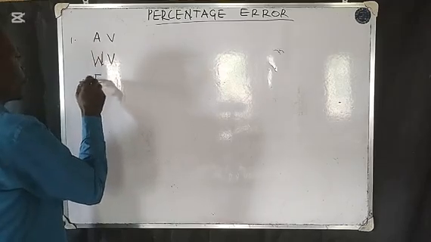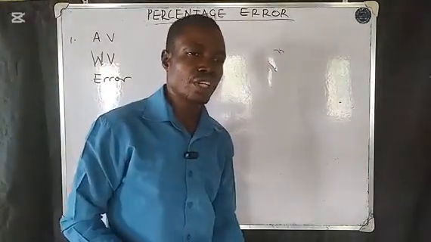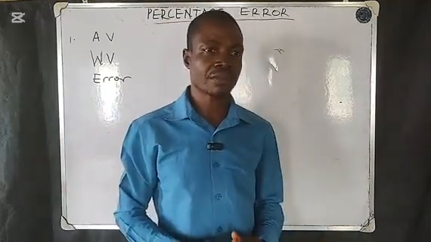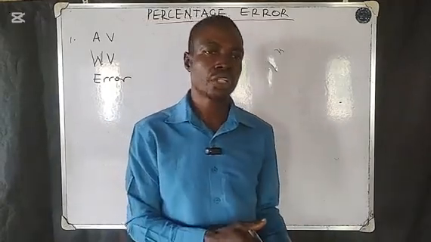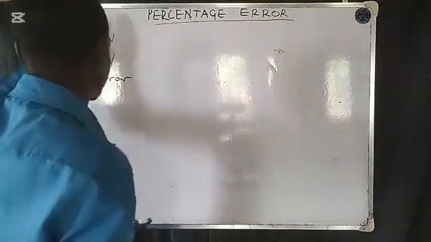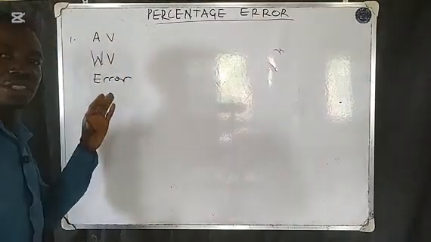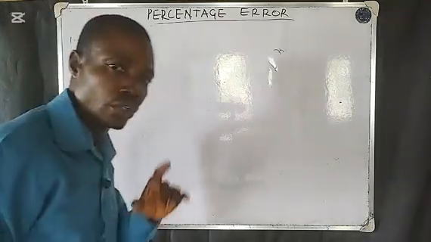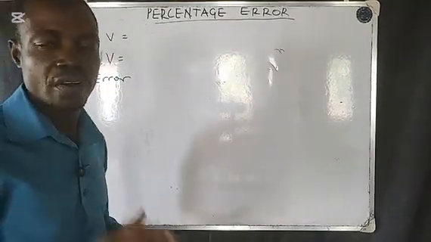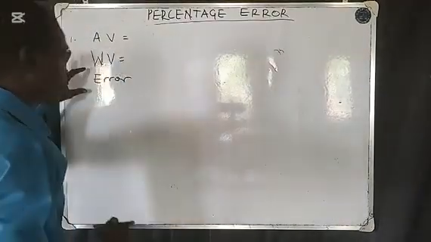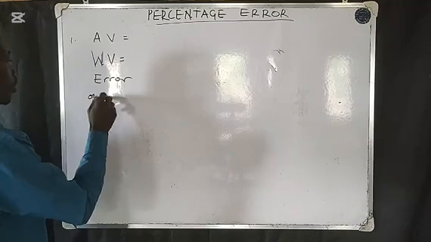You have the error. So, when you measure something, maybe you want to measure this board. This board has its own actual value, right? When you measure it, you may likely measure wrongly. So the right value is the actual value. Your value when you measure it is the wrong value, in case you measure it wrongly. And when you find the difference between the two, you get what we call error. Sometimes they will say find error. Sometimes they will say find percentage error. So let's write percentage error.